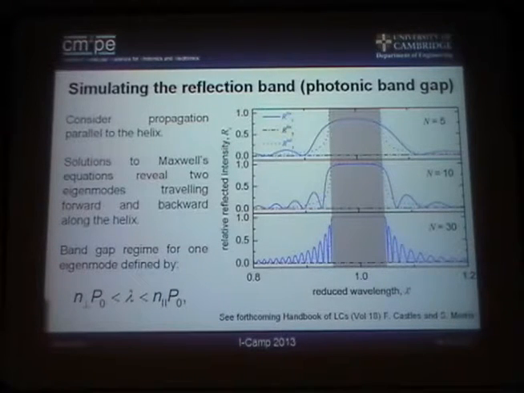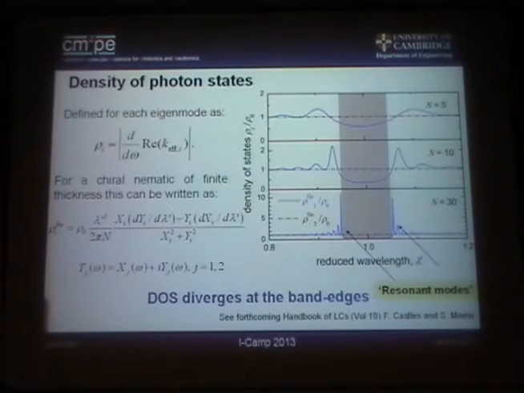So what you get, if you look at the density of photon states, which you can also simulate from these structures once you've done your calculations for the reflection spectrum, is that at the two edges you get a very strong peak or divergence in the density of photon states. The density of photon states is typically defined as the inverse of the group velocity. So in an infinite structure, the density of states diverges. But in a finite structure, you can actually calculate it.